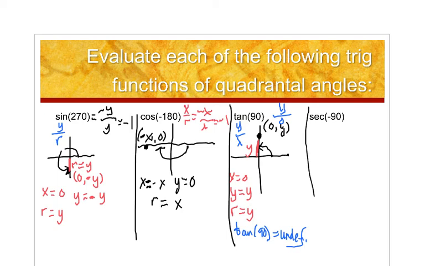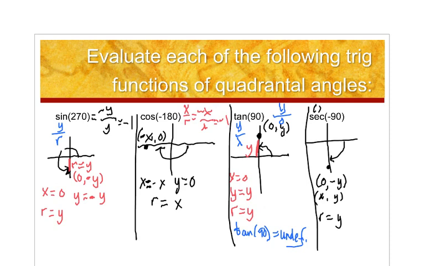And then our last example, secant negative 90. So starting at the positive x, rotating down. So that's where negative 90 falls. So my point is maybe somewhere along here. This has an x value of 0 and a y value of down y. Our radius is down y, so it's just y.